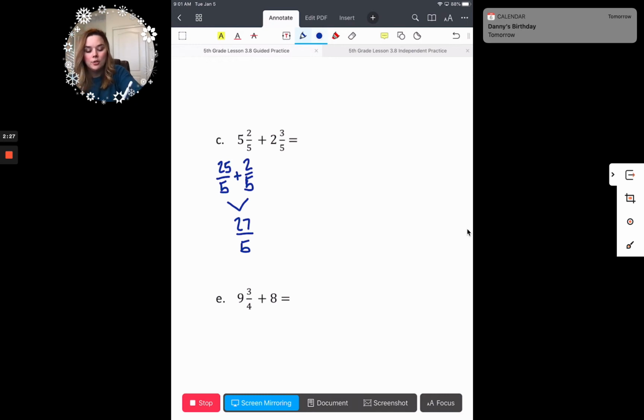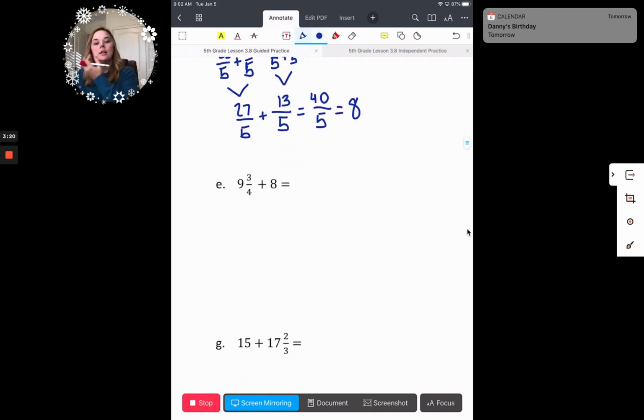And then again, we have our 2, which if we think of 1 as being 5/5, 2 is going to give us 10/5 plus 3/5, which will give us 13/5. And then we can add those together. We end up having 40/5, which is equal to 8. So sometimes this one is going to be a little bit more work, but this is a strategy that we can use for subtracting as well. So I'll show you that one too when we get to subtracting.